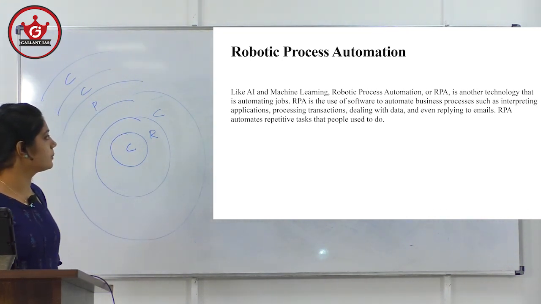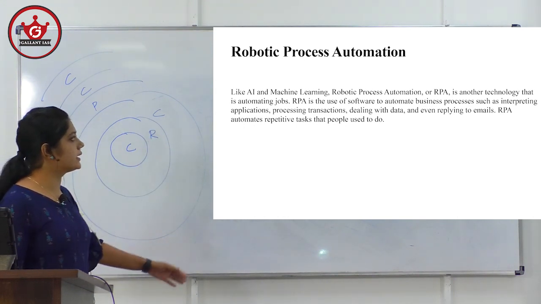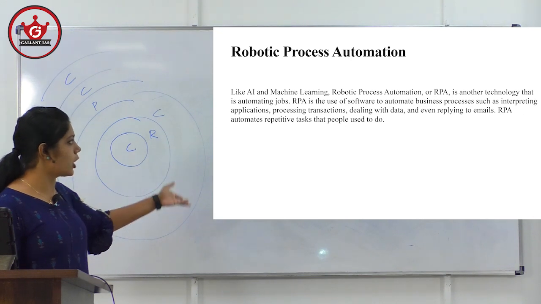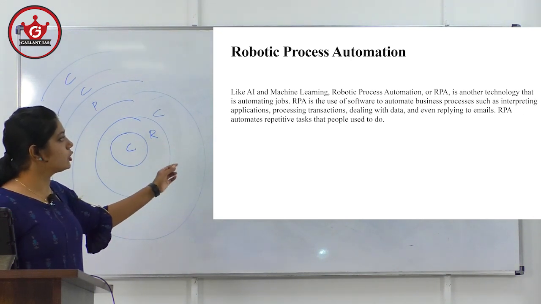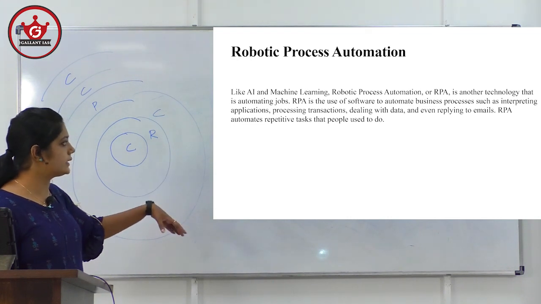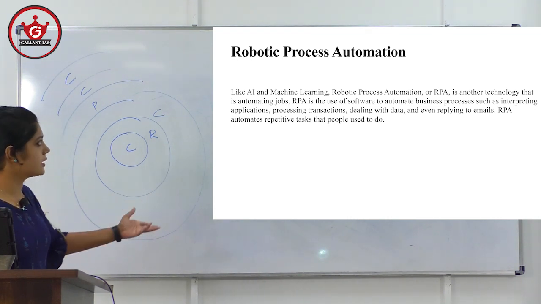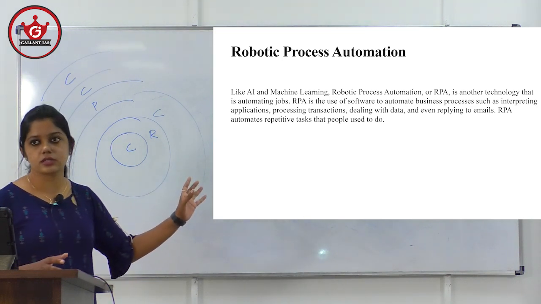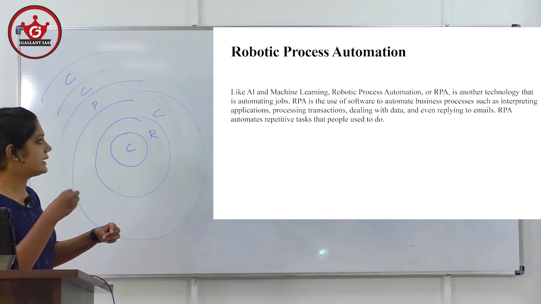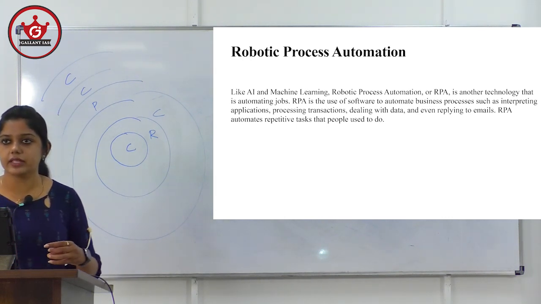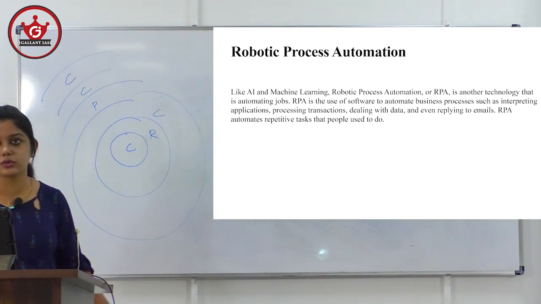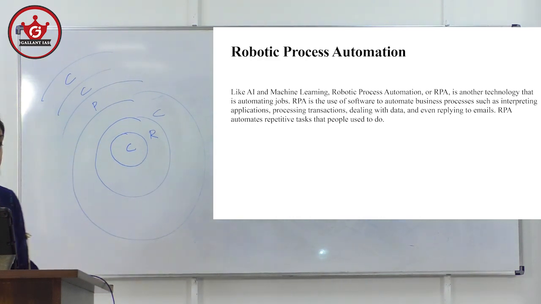Moving on further, robotic process automation. Like AI and machine learning, robotic process automation is another technology that is automating jobs. It is software to automate business processes such as interpreting applications, processing transactions, dealing with data, and even replying to emails. Everything will be done by these robots. So RPA automates repetitive tasks that people used to do. Very important, one-liners can be asked.